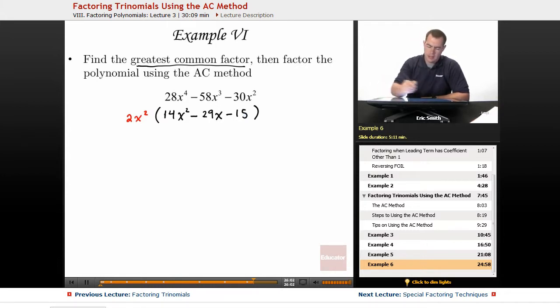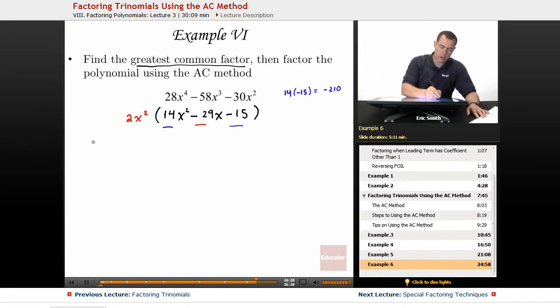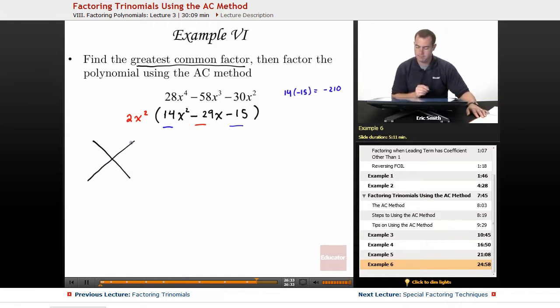So from here, I'm going to take its a and c term, and I'm going to multiply those together. Now, these ones are quite large, but we can do it. 14 times a negative 15, that'd give me a negative 210, quite large. So I need two numbers that multiply to give me a negative 210, but they add to be a negative 29. Let's draw our box and really start hunting down some possibilities.